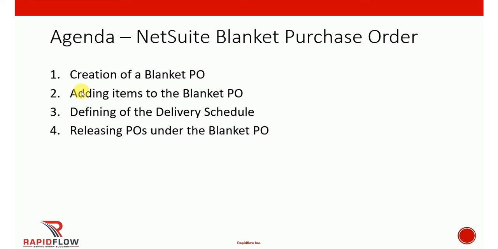The agenda for this video is to see the blanket purchase order functionality in NetSuite. We'll start with the creation of a blanket purchase order. Then we'll add items to that blanket purchase order. Step number 3 will be to define the delivery schedule that is applicable to that purchase order. The last step will be to release one or multiple purchase order lines to receive the deliveries that are planned as part of the blanket purchase order.